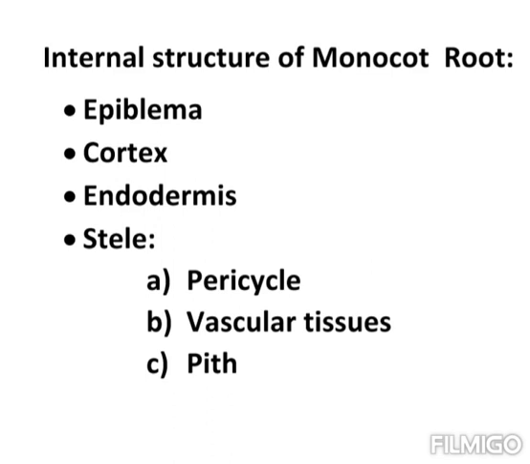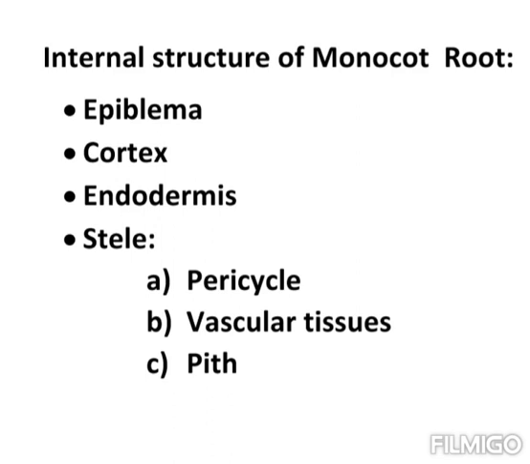The third one is the endodermis. It is the innermost layer of the cortex with the characteristic Casparian strips and passage cells. Casparian strips are band-like thickenings made of suberin. Suberin is a waxy substance.